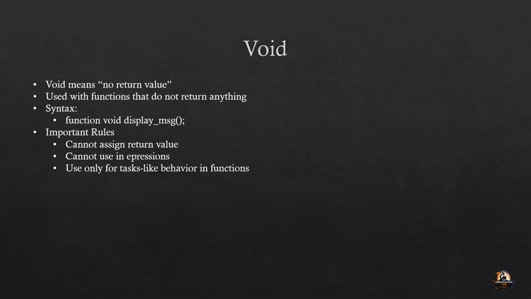So let's go through some rules that void follows. We cannot assign its return. That means we cannot assign the return value to any variable. Or we can say we cannot use a void data type, variable or identifier in any expression, and it is used only for task-like behavior in a function. Or we can just say it is just to perform an action.